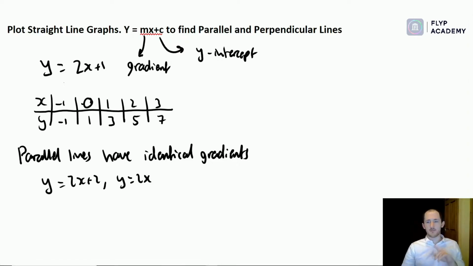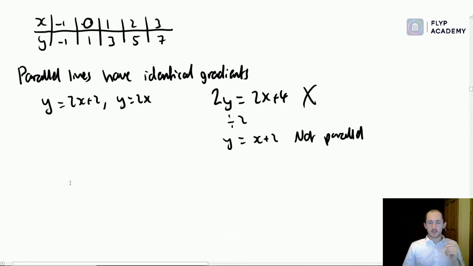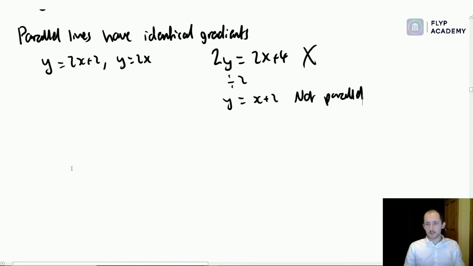Now you need to be careful here, because sometimes they try and prank you a bit, and they'll put 2y equals 2x plus 4. That's not parallel, because it's not in the form y equals mx plus c. y needs to be by itself, so you divide through by 2, you get y equals x plus 2, so it's not parallel. Perpendicular lines are a bit more funky. Perpendicular lines have a negative reciprocal gradient. They meet at right angles.